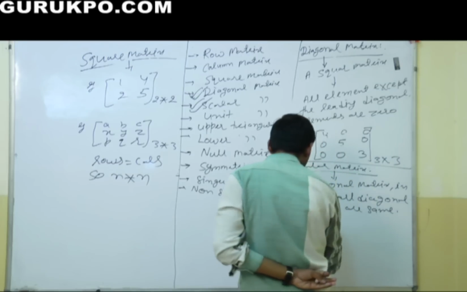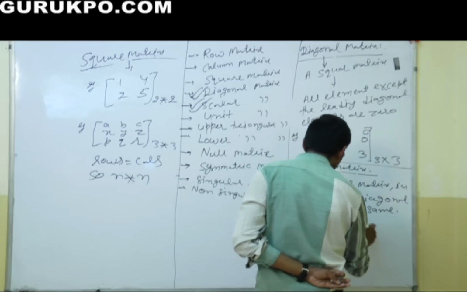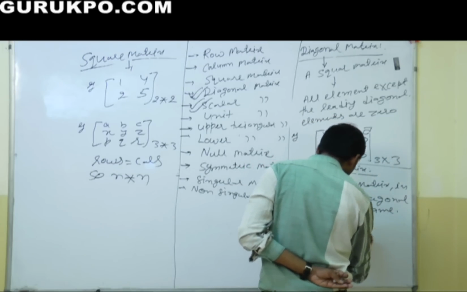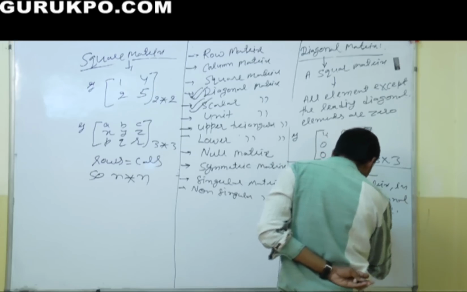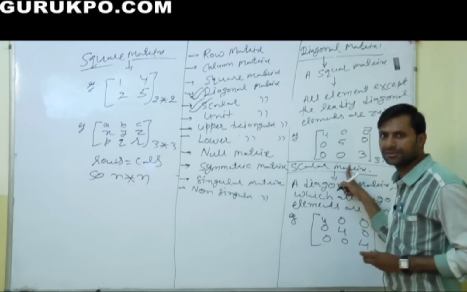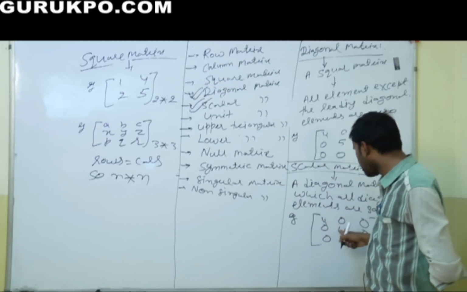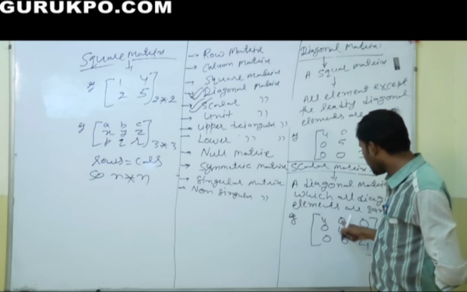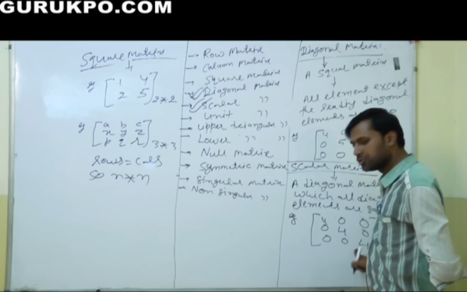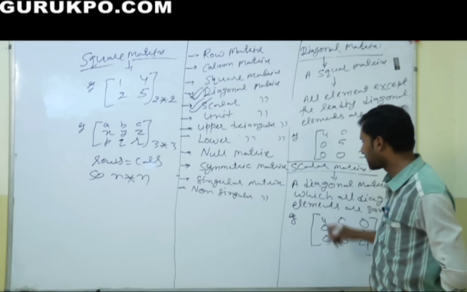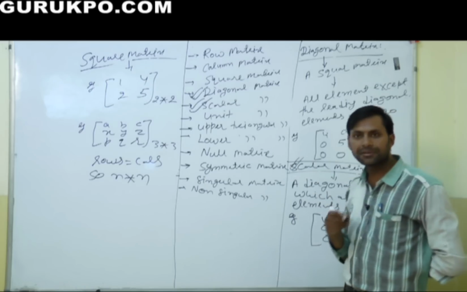So 4, 0, 0, 0, 4, 0, 0, 0, 4. It is a scalar matrix. In a scalar matrix, all leading diagonal elements are the same and all remaining elements are 0, and it must be a square matrix. It is known as a scalar matrix.